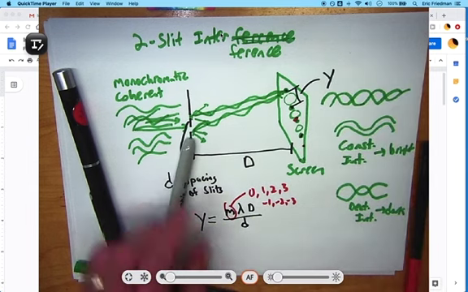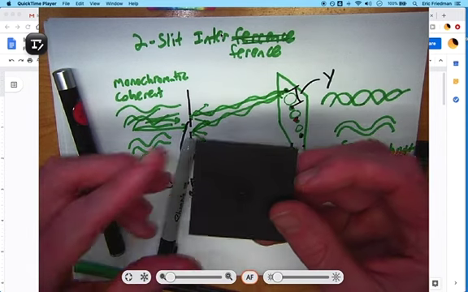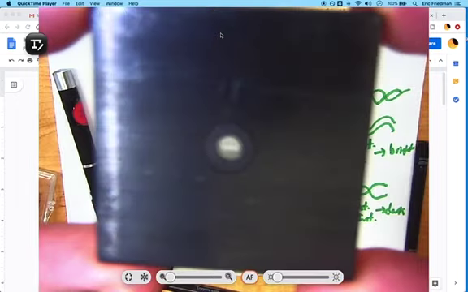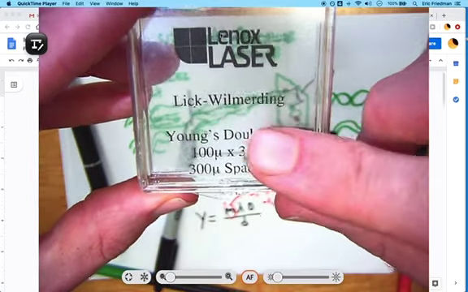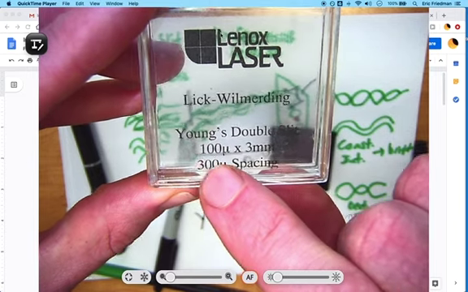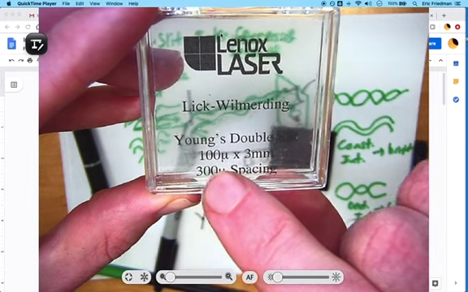Just want to show you, we have here an actual double slit, and let's see if I can get this close enough for you all to see inside there. It's hard for it to focus. Let's get it extra close. It's hard to see that there are two slits inside of here, but this was specially made for the school, and you can see that the spacing right here is 300 micrometers.